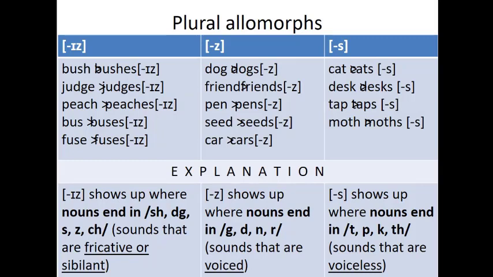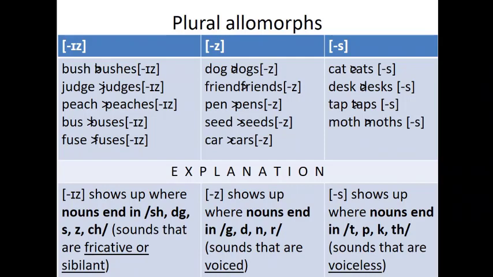Fine. Let's look at the plural allomorphs: iz, z, s. Those are the three plural allomorphs. Right. Now, bush, bushes. Judge, judges. Why does the iz at the end show up? Peach, peaches, buzzes, fuses. It sounds exactly like iz at the end. So it's an allomorph there.